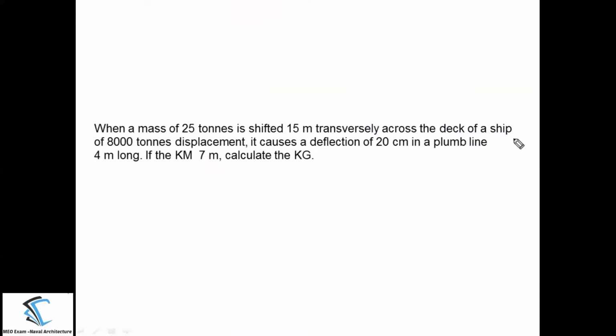Let's do one numerical to understand the concept which we have studied just now. When a mass of 25 tons is shifted 15 meter transversely, so this is a small w, 25 tons, 15 meter transversely it is shifted, that is a small d, across the deck of a ship of 8,000 tons. So this 8,000 means it is a capital W. All of you please keep in your mind, this 25 tons is a part of 8,000. So we are not adding any cargo here.